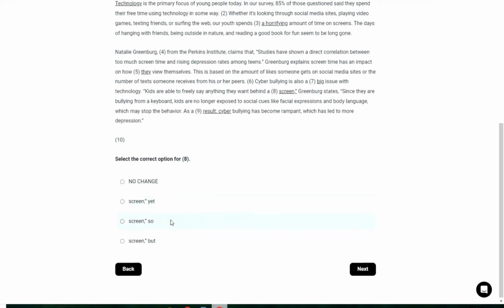Okay, that one doesn't really make 100% sense. And then we'll look at the last one. But Greenberg states, well, no, that doesn't make sense because these two thoughts are pretty cohesive. And so our correct answer here is going to be no change because they both make sense. And when we have Greenberg states, it's giving that credibility back. And it makes sense. Do we need a word here? And the answer would be no.